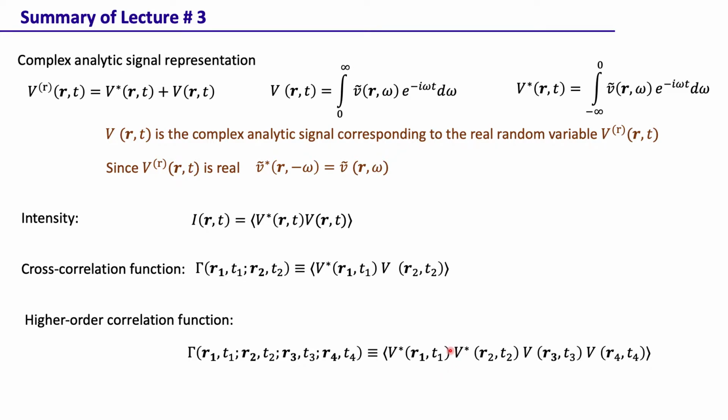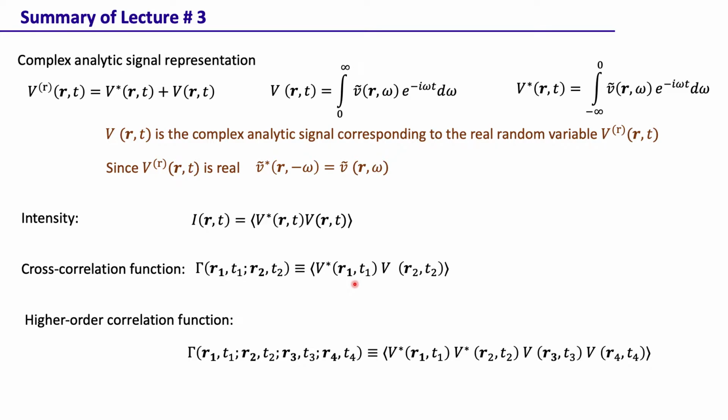So this is what we had done last time, and today I am going to focus on this cross correlation function, which is the 2-point correlation function, and which quantifies the correlation between fields at two different space-time points, r1 t1 and r2 t2.